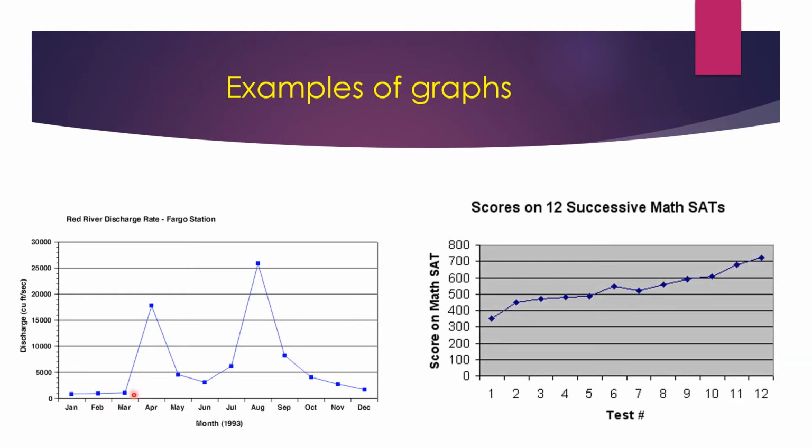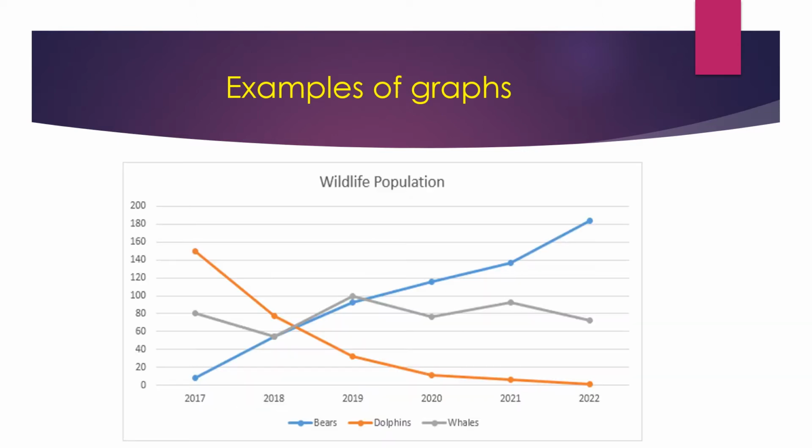Take a look at this one. This is also a line graph, and we have an x-axis and y-axis. On the x-axis, we have the number of trials of the SAT exam, actually, and on the y-axis, we have the score of the math SAT exam. So these are two examples of the line graph.